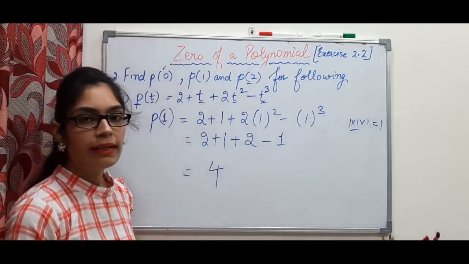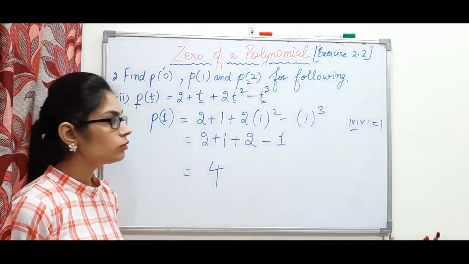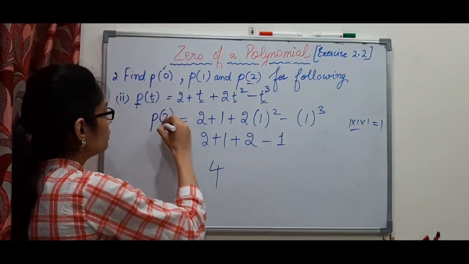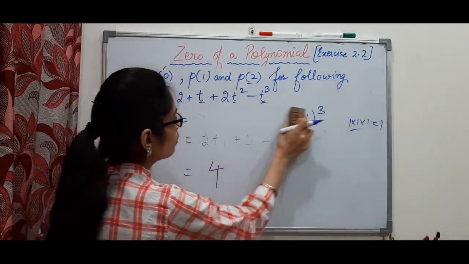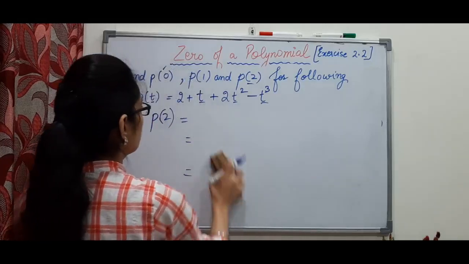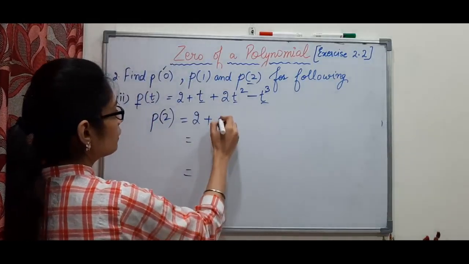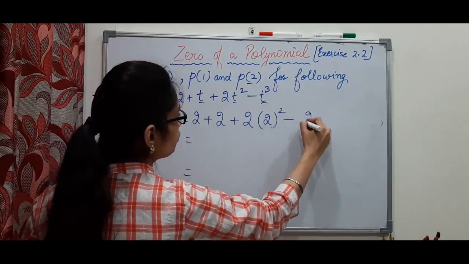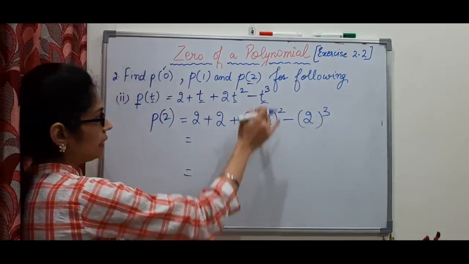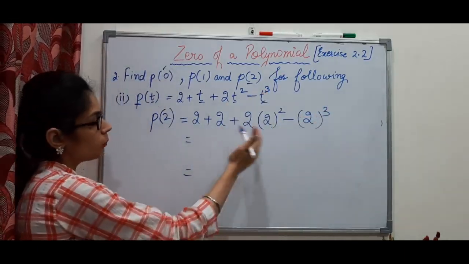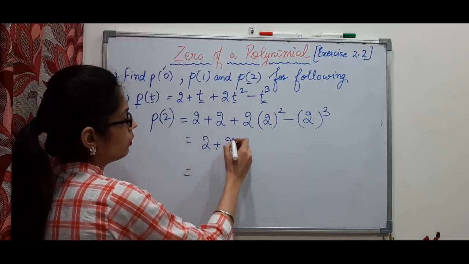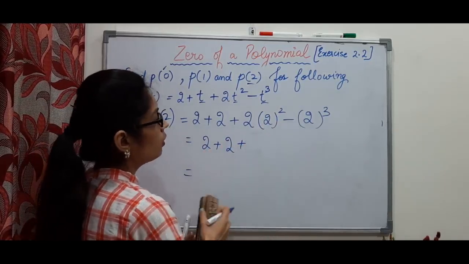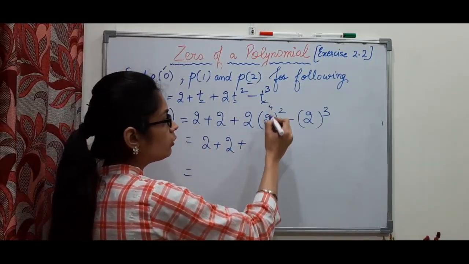P2 means wherever t is present, now you have to put t equal to 2. So this one now we will replace with 2. So 2 plus t means 2 plus 2, into t square means 2 square, minus t cube means 2 cube. So wherever t is present, I have written 2 there. 2 plus 2 plus 2 into square of 2 is 4. Here I will write 2 into 2 is 4.